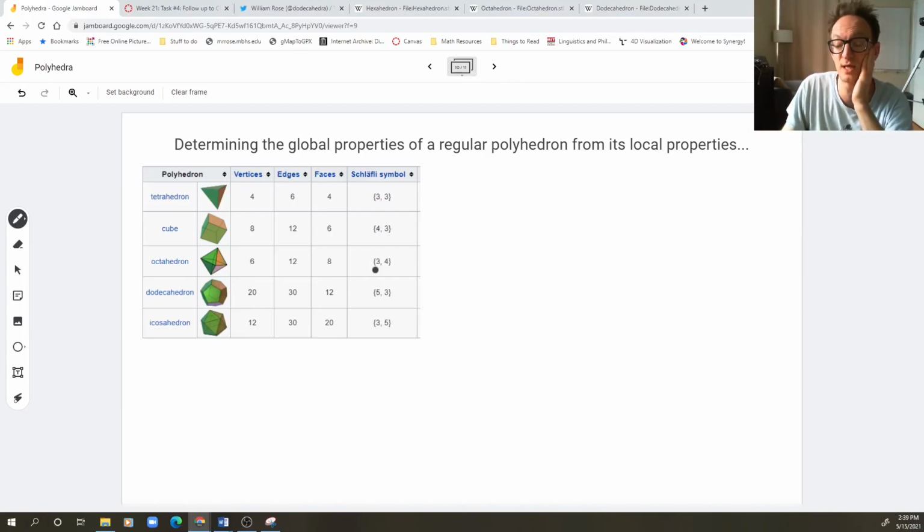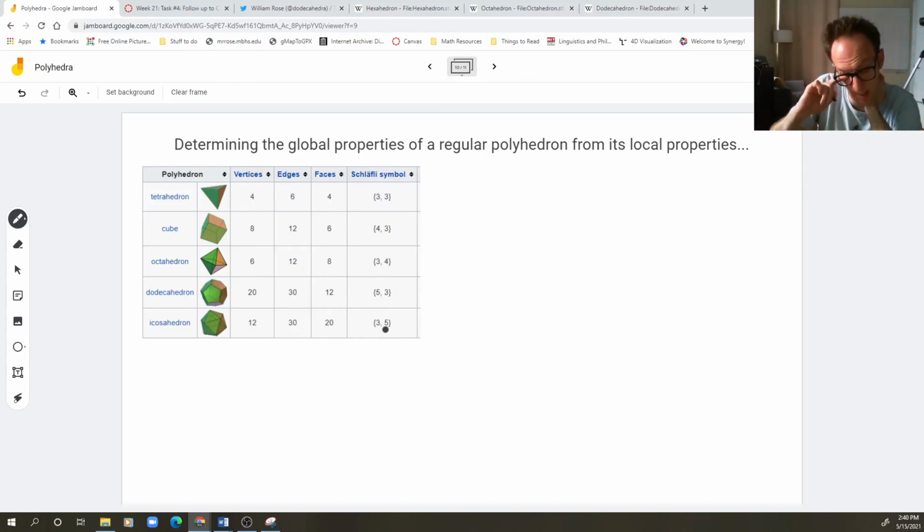An octahedron has Schlafli symbol 3, 4. It is composed of triangles with 4 meeting at a vertex. A dodecahedron is composed of pentagons with 3 meeting at a vertex, and an icosahedron is composed of triangles with 5 meeting at a vertex.